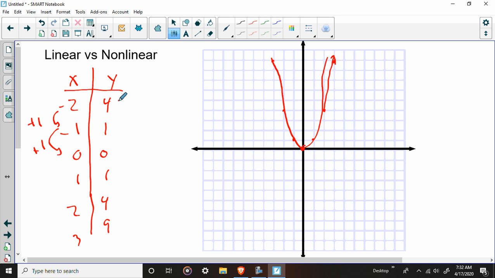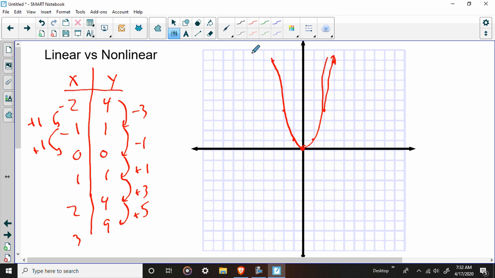Okay, but the difference here is this is changing. This is down 3. This is down 1. This is up 1. This is up 3. And this is up 5. Now, there's a pattern here, and we'll talk about that over the next few days. But the one thing we want to know is that our slope is changing.